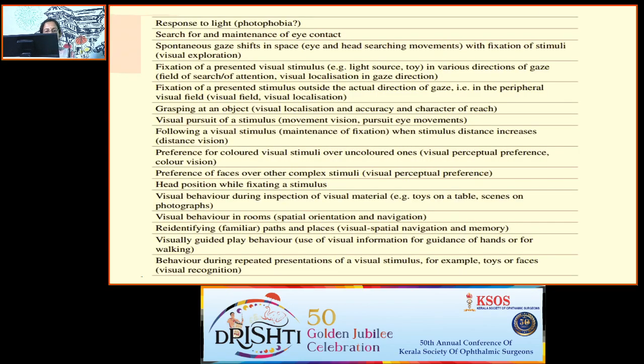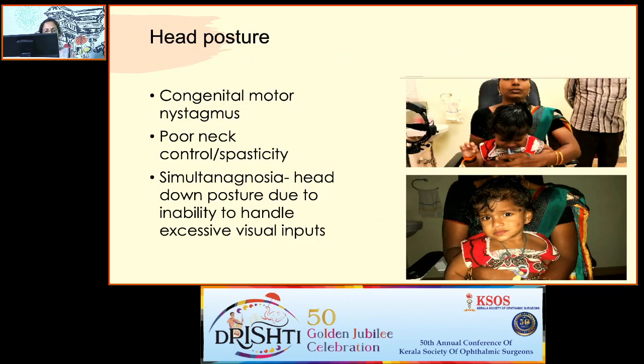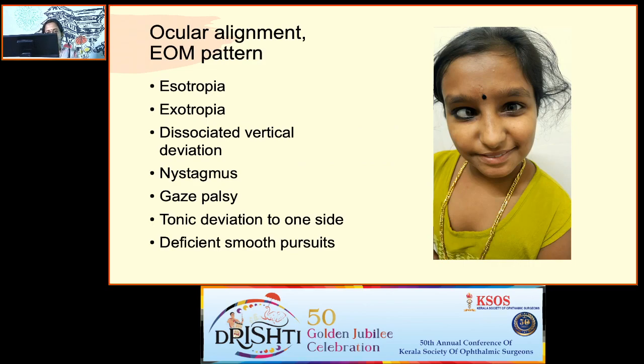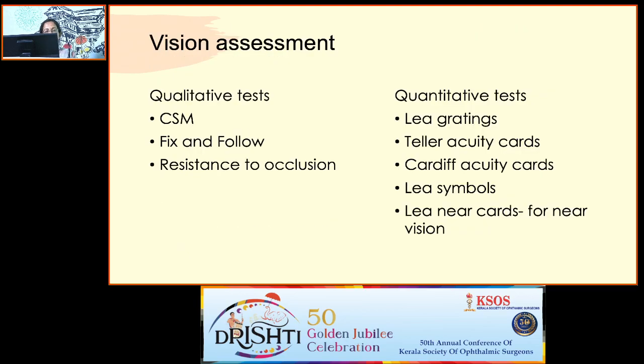So this is an entire list of behavioral patterns which we observe and make use of in understanding functional vision. As is routine, we should document the head posture, if any, adopted by the child. As Madam listed, so many head postures are taken up by the children depending upon their disability. Congenital motor nystagmus, poor neck control, spasticity, all these things make the child adopt specific postures. Document them. Facial asymmetry is possible because of the underlying genetic or metabolic cause which is attributing for the CVI. And different ocular alignment patterns are noted. Note these.